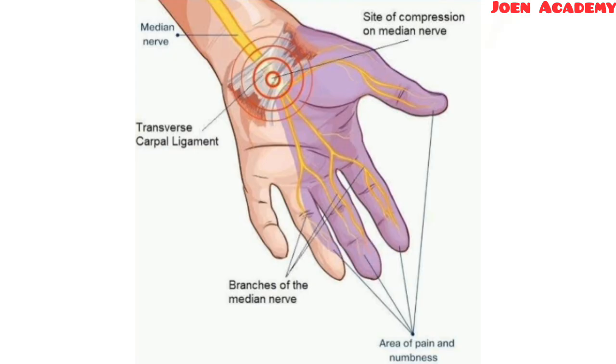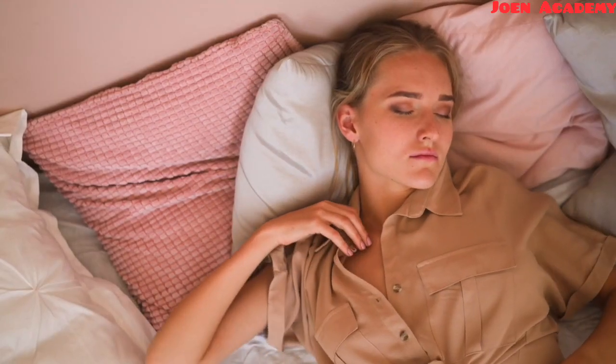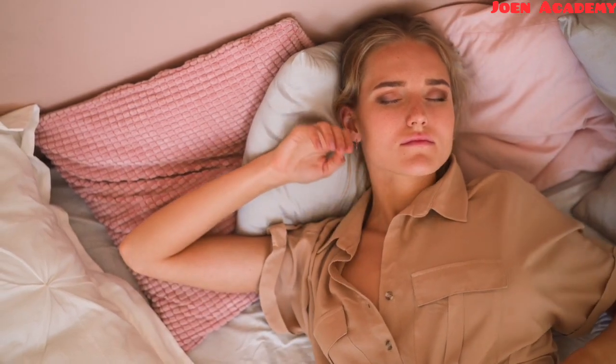Clinical features of this condition include numbness, tingling, and pain in the distribution of the median nerve. The pain will usually radiate to the forearm. Symptoms are often associated with waking the patient from their sleep and being worse in the mornings.